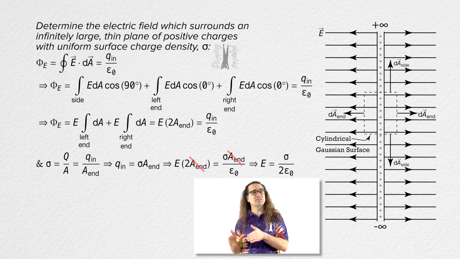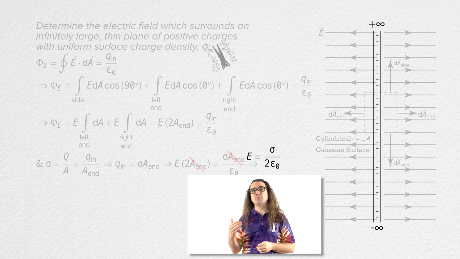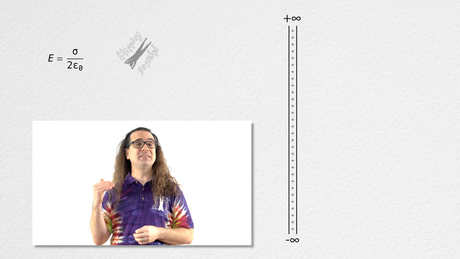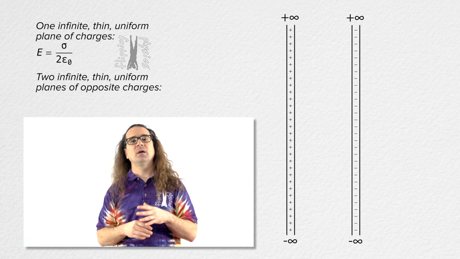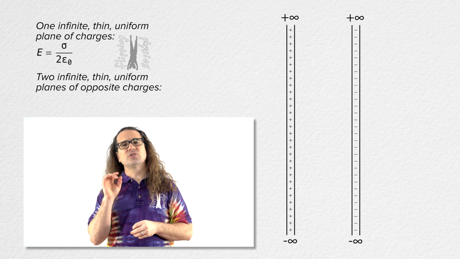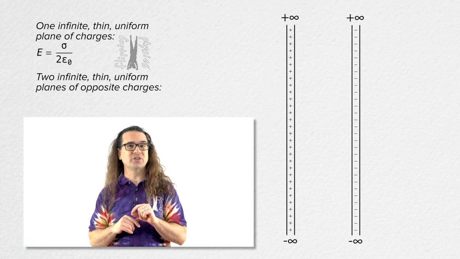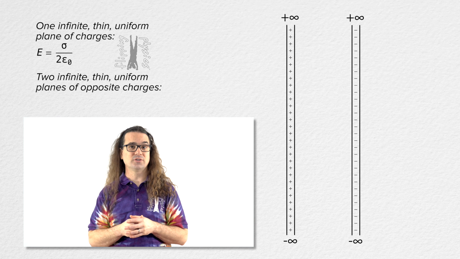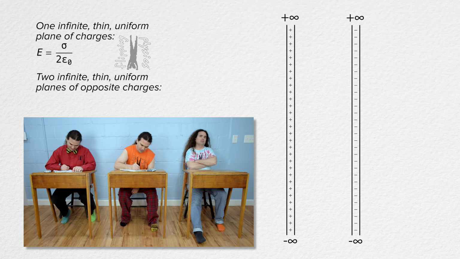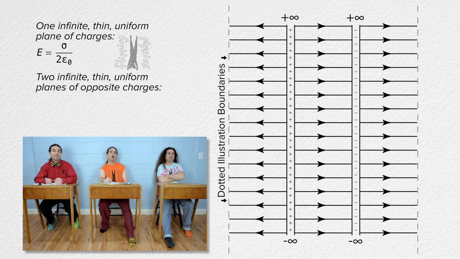And let's take this example one step further. What if we add an equal magnitude parallel infinite plane of negative charges? Bo, what will happen then? Oh, and realize the surface charge density in the equation now refers to the magnitude of the surface charge density, which is the same for both infinite planes of charges. Bo? Well, the electric field from the positively charged plate is uniform in magnitude everywhere.